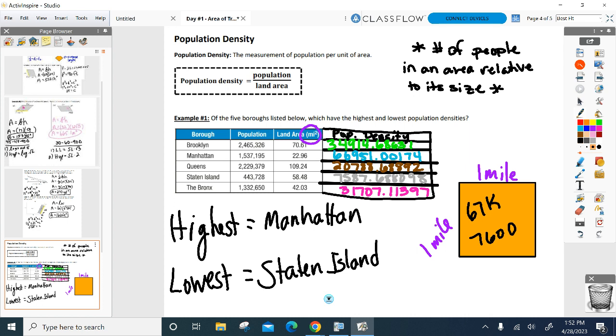The highest, meaning, again, what's high? If you have a high population density, you're like Manhattan, right? Decent piece of land with a lot of people packed in. And what state has the lowest? Not many people in there. Each group come to a consensus on your highest and your lowest.